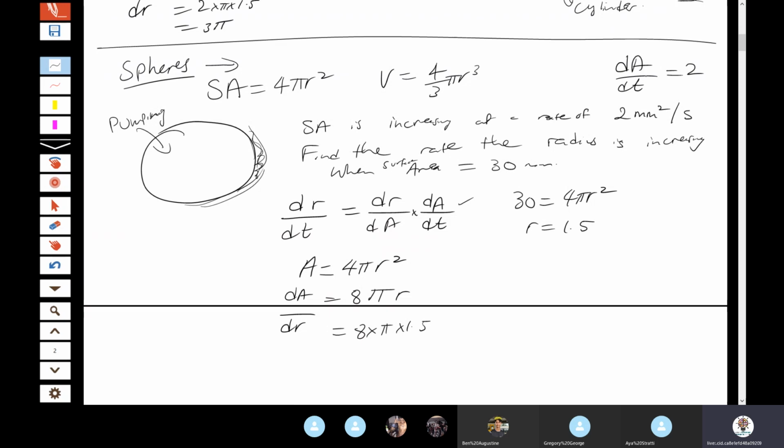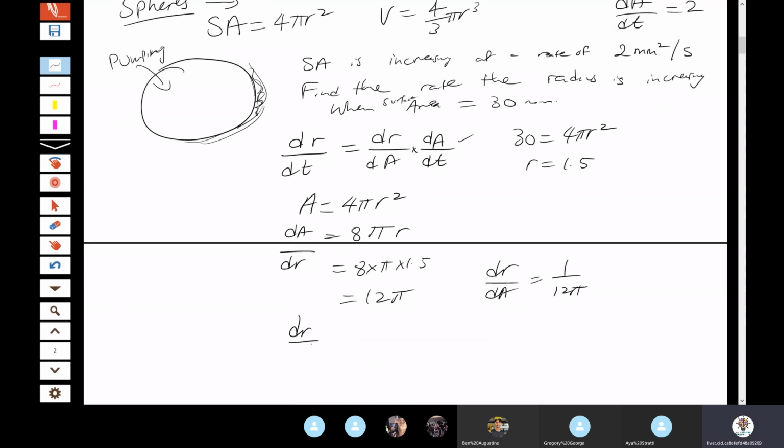The rate is you find dA on dt. Rate of the radius, you write dr on dt. Then you already know the letters and you start working it out. Then the last thing is this bit here: the surface area is 30. Anyways, 8 times 1.5, I think we're getting it better now, is 12 pi. That's dA on dr. dr on dA is 1 on 12 pi. And of course, to finish it off, dr on dt is 1 on 12 pi times what? Times 2. So 1 on 6 pi. That worked out nicely.